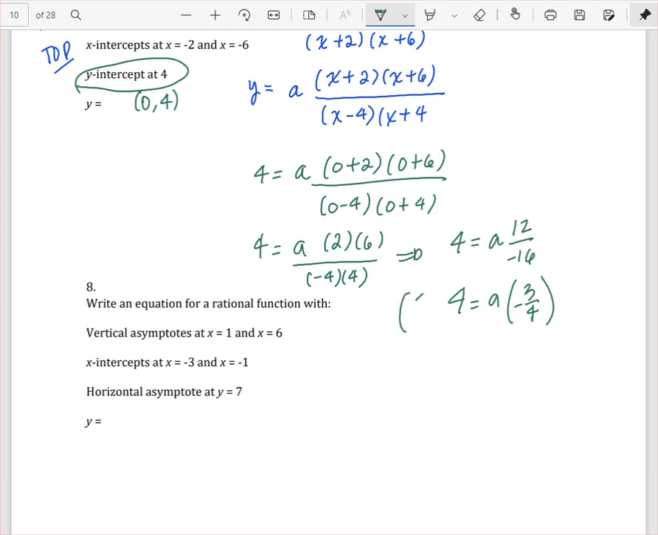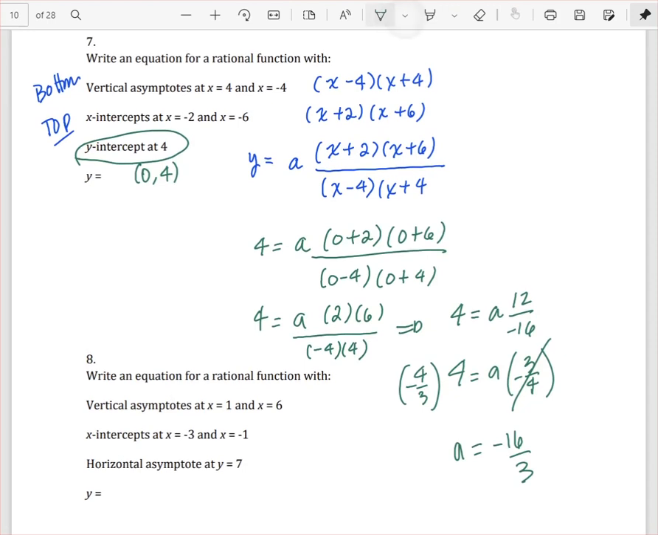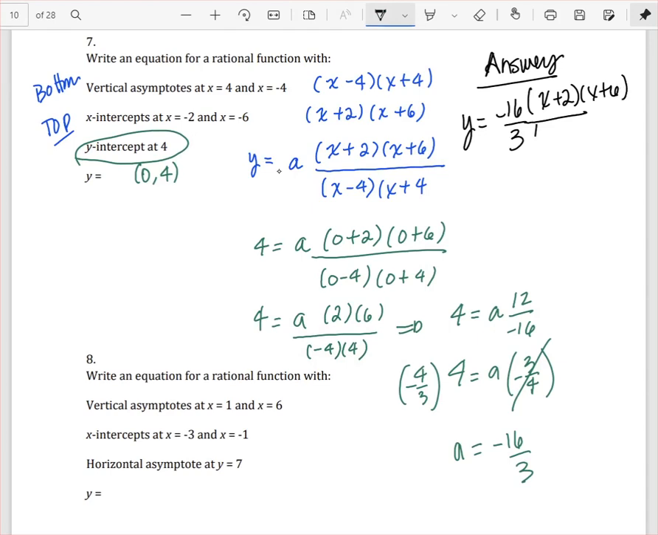So to solve for it, I'm going to do the reciprocal. So a equals -16 over 3. So when you write the answer, it's the whole function. You're going to write y equals -16 over 3, and then on top, and then on the bottom. So this is the whole answer.